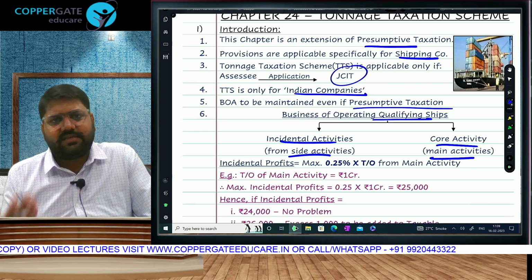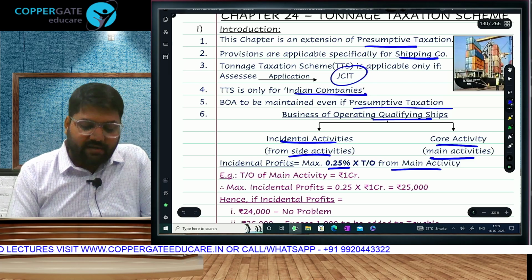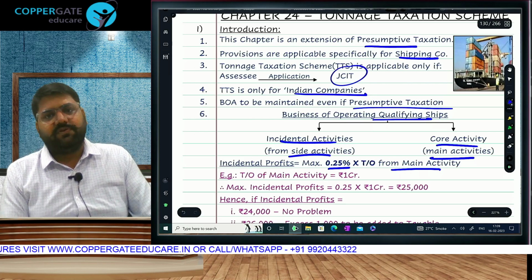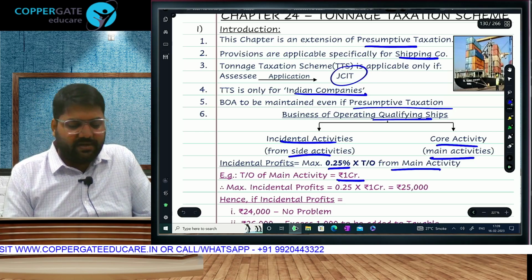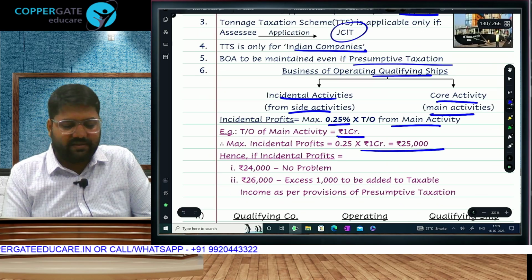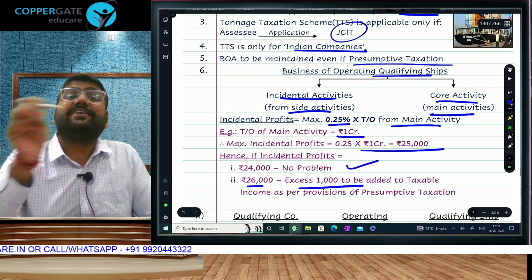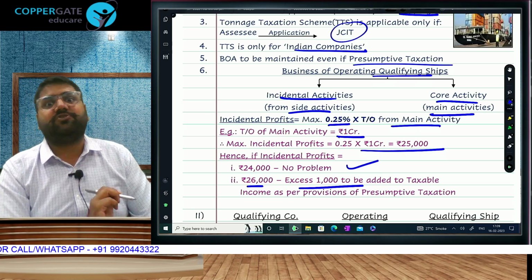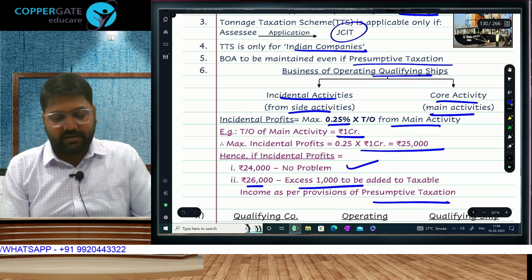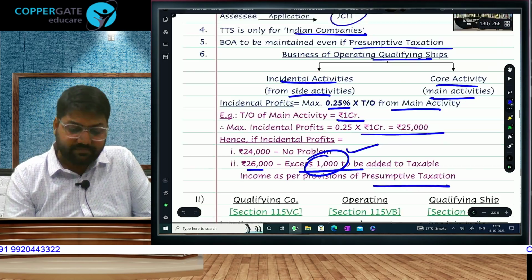Main activity will be the shipping business, transport of goods. Incidental activity can be anything, like auction of unclaimed goods or something like that. Incidental profit can be a maximum of 0.25% of turnover from the main activity. For example, if turnover of the main activity is 1 crore, then incidental profit can be a maximum of 25,000. If it is 24, within the limit, no problem. If it is 26, then that extra 1,000, that excess has to be added to your presumptive income. So, income will be computed on a presumptive basis, but this 1,000 rupees will be added to that.